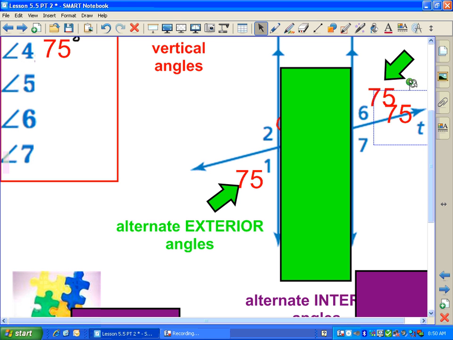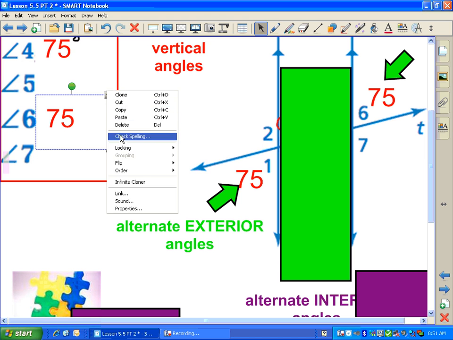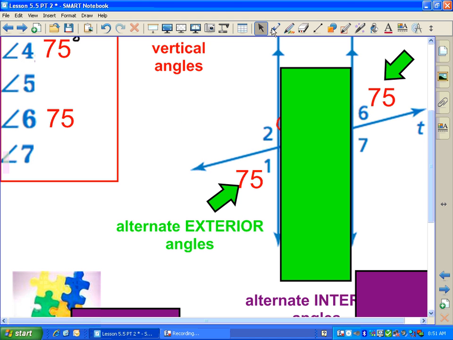All right, let's clone this guy. Angle 6. Lock them down. Much like the Cubs got locked down by the Pirates over the weekend, but let's not discuss it.